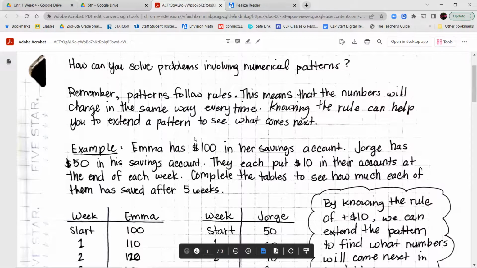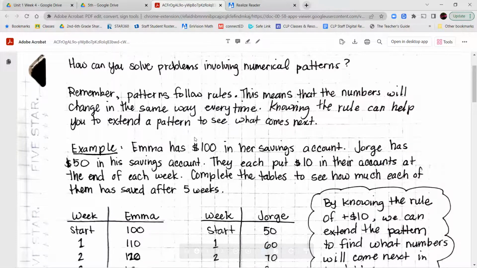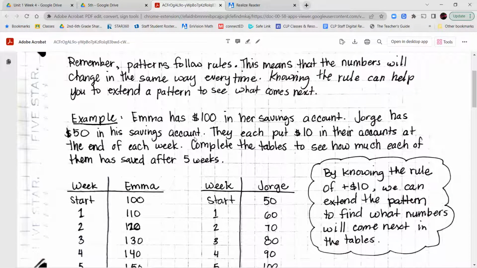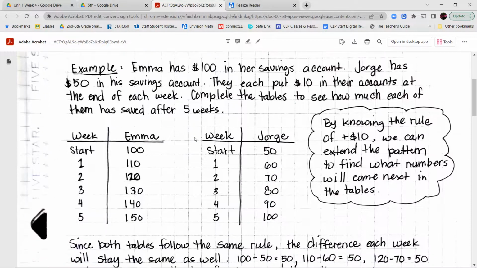So our question that we're going to focus on for this lesson is how can you solve problems involving numerical patterns? So how do you solve a problem where you're looking at a pattern of numbers? How do you make sense of it? So remember, all of your patterns follow a rule. That means the numbers are going to change in the same way every time. When you know the rule, you can extend that pattern to see what comes next. So let's take a look at our first example.